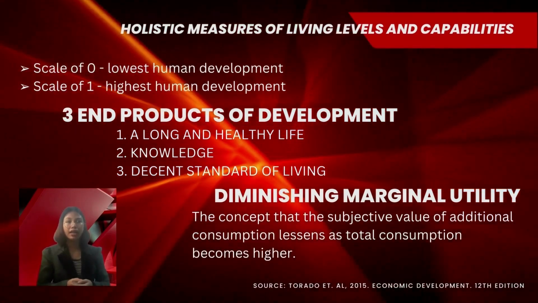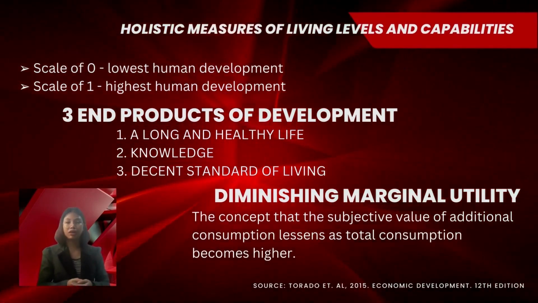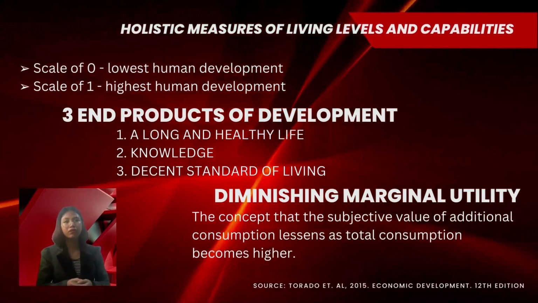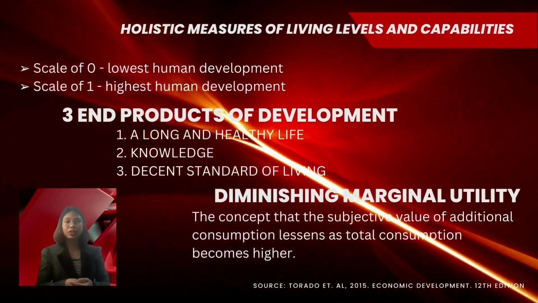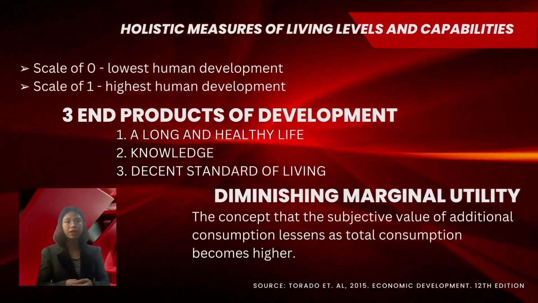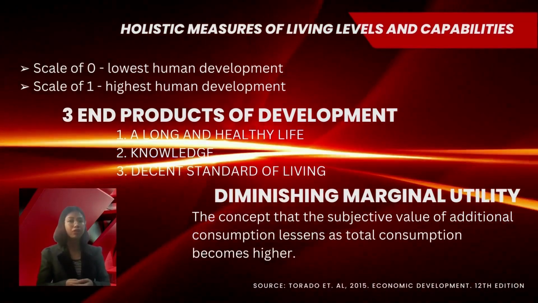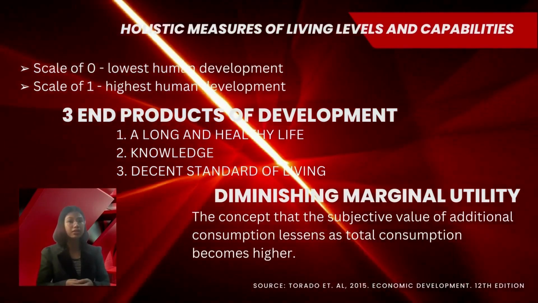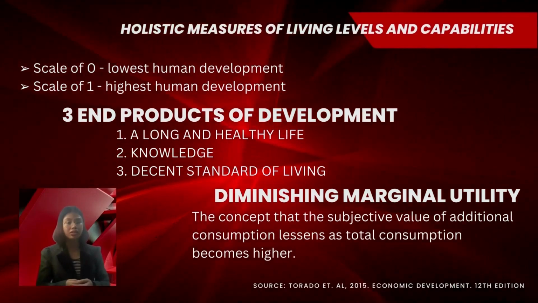First is a long and healthy life, which is life expectancy at birth. Second, knowledge, which is the combination of average schooling attained by adults and expected years of schooling for school-aged children. And lastly, a decent standard of living, which is the real per capita gross domestic product adjusted for the differing purchasing power parity of each country's currency to reflect cost of living and for the assumption of diminishing marginal utility of income. The diminishing marginal utility is the concept that the subjective value of additional consumption lessens as total consumption becomes higher.